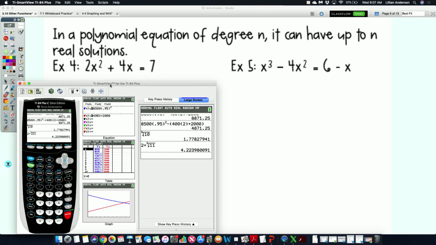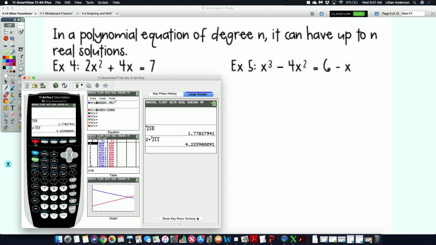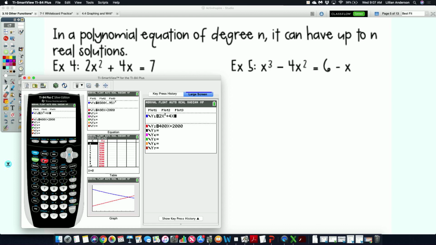So in your calculator, I'm going to type in the left side into y1, just like before. We've done this, I don't know how many times already this year. And then you type in the right side into y2. Now for the do now, I did have to adjust my window, so I probably want to take it back to a normal window. How do I do that? Zoom 6.